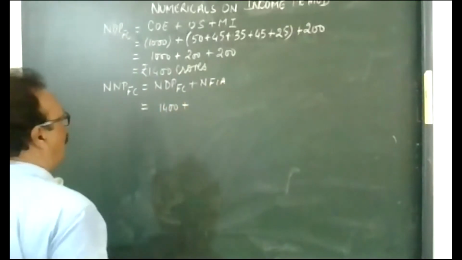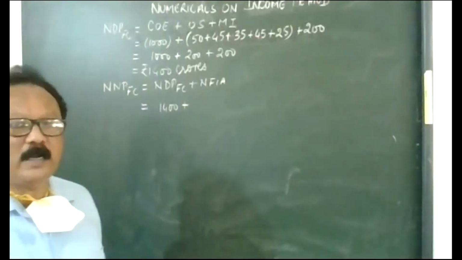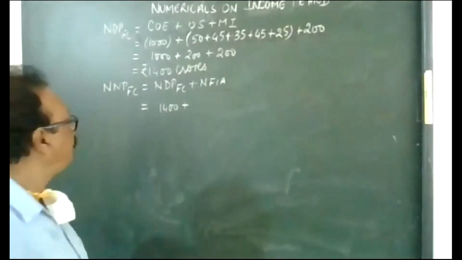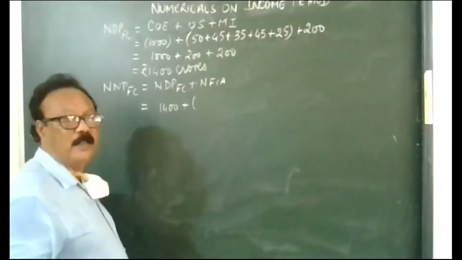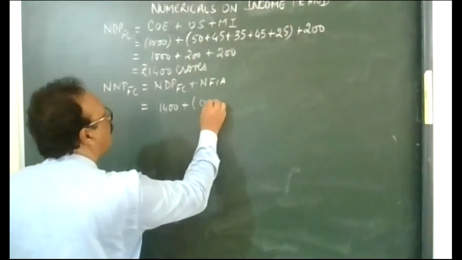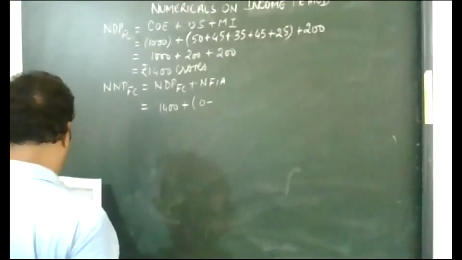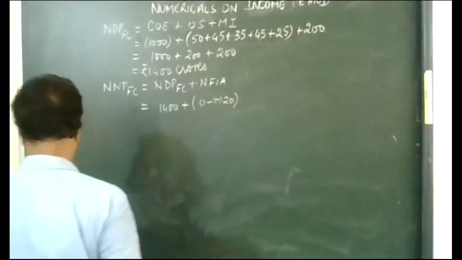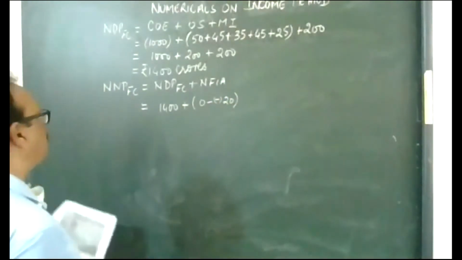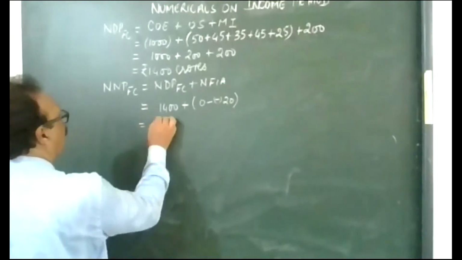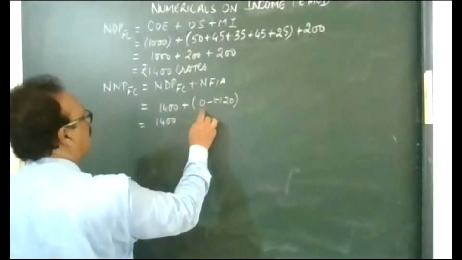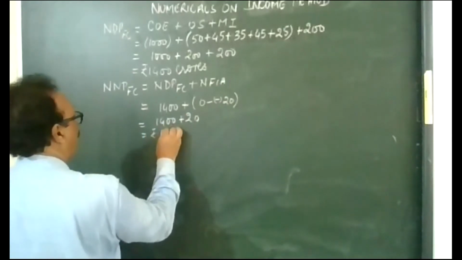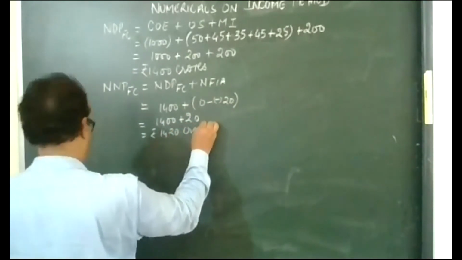plus. Now, net factor income from abroad is calculated as factor income from abroad minus factor income to abroad. Factor income from abroad, there is no value, so we will take it as 0 minus factor income to abroad, which is given as minus 20. That is equal to 1400 plus minus into minus plus 20, that is equal to rupees 1420 crores.